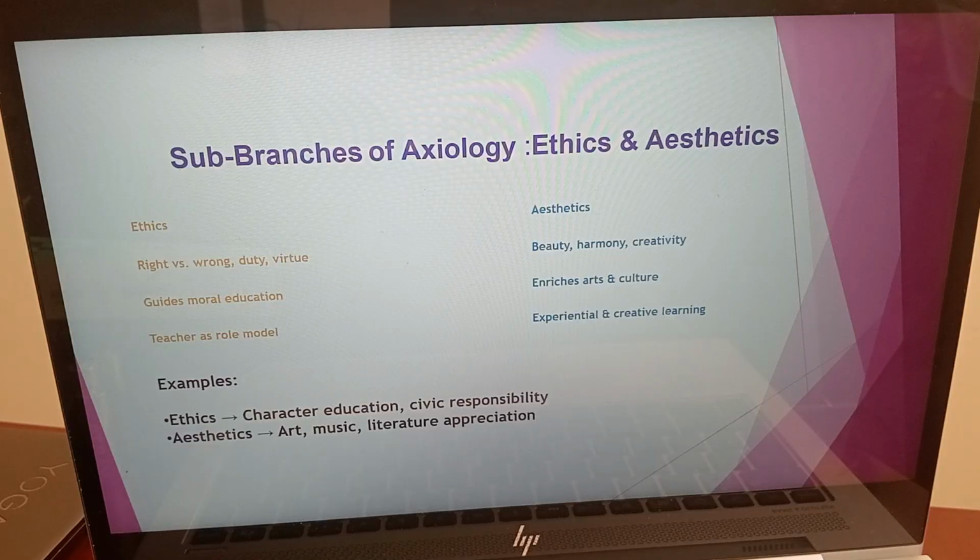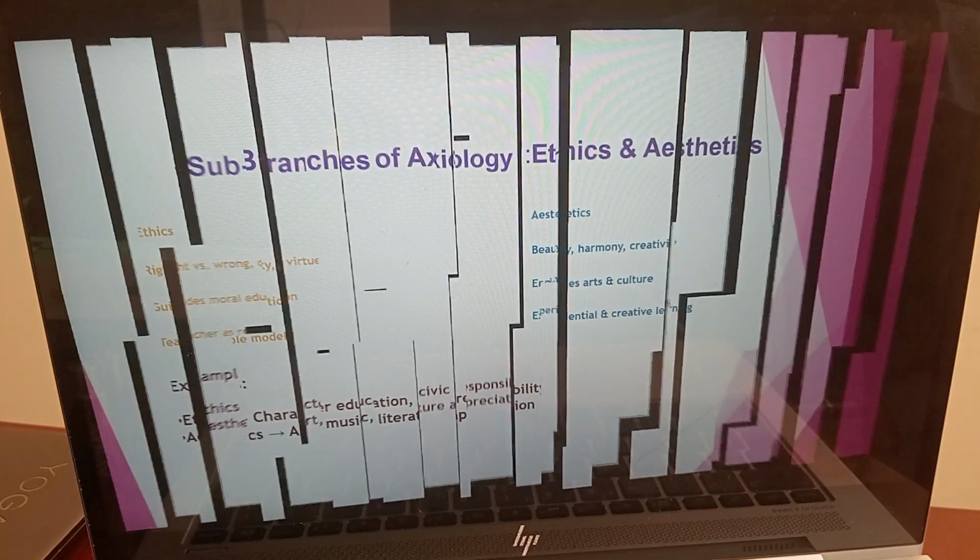Sub-branches of axiology include ethics and aesthetics. In ethics, that is right versus wrong, duty, virtue, it guides moral education, and teachers act as role models. In aesthetics, beauty, harmony, creativity, it enriches arts and culture. It is experiential and creative learning. Examples of ethics include character education and civic responsibility. Aesthetics examples are art, music, literature, and appreciation.